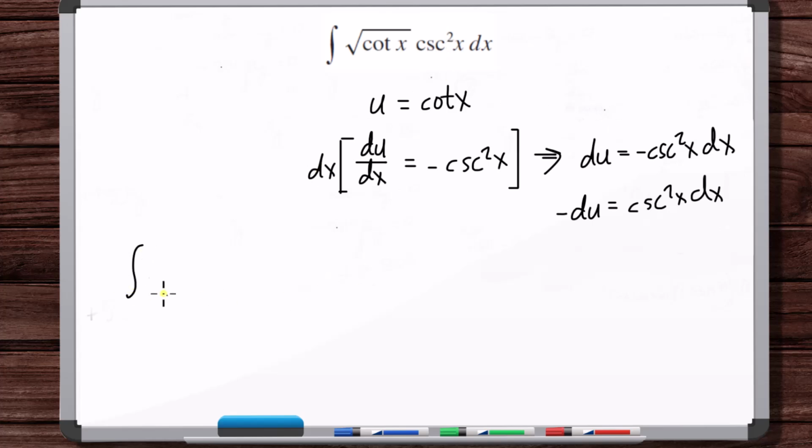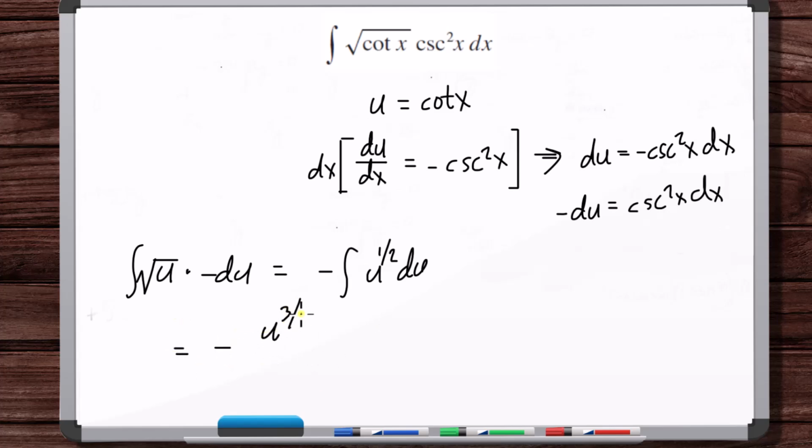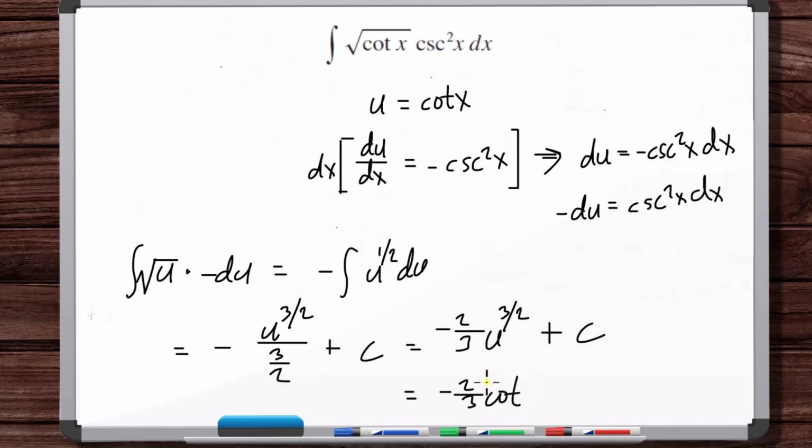So now we've got root u and then minus du. So minus u to the 1/2 du. We've got minus u to the 3/2 over 3/2 plus c. So this is minus 2/3 u to the 3/2 plus c. So this is minus 2/3 cotangent of x to the 3/2 plus c.